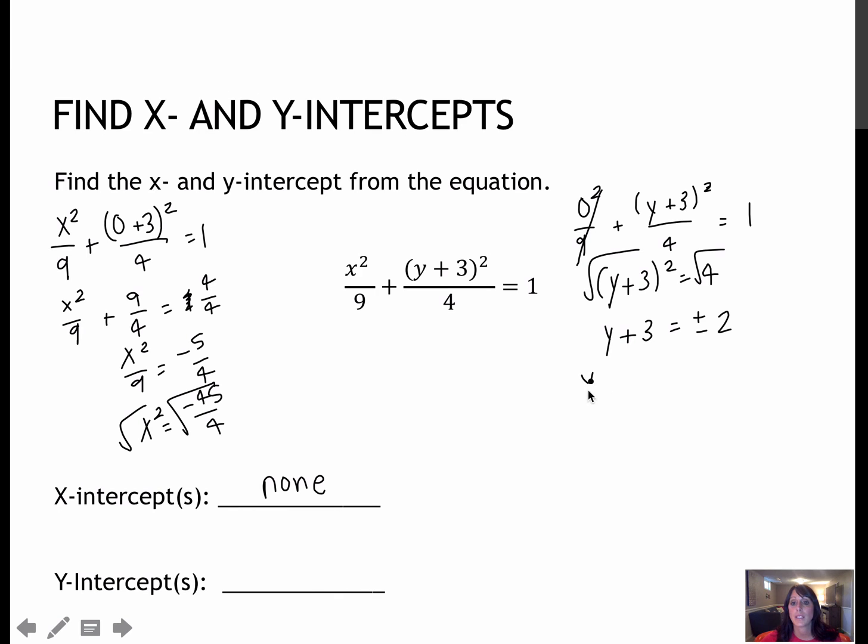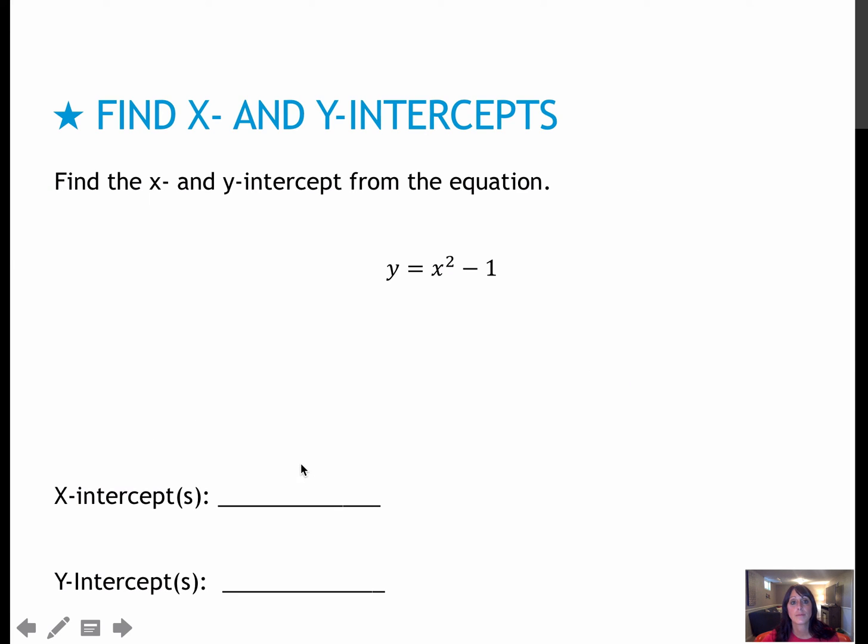So then I'm going to say y plus 3 equals 2, and y plus 3 equals negative 2, and solve each. Subtracting 3, I get negative 1, and subtracting 3, I get negative 5, which means 0, negative 1, and 0, negative 5. I, of course, could graph that using Desmos and just double check that, but that it's the two y-intercepts, and there would be no x-intercepts. Here's a simpler one for you to try on your own. So press pause, do this question, then press play to check your work.